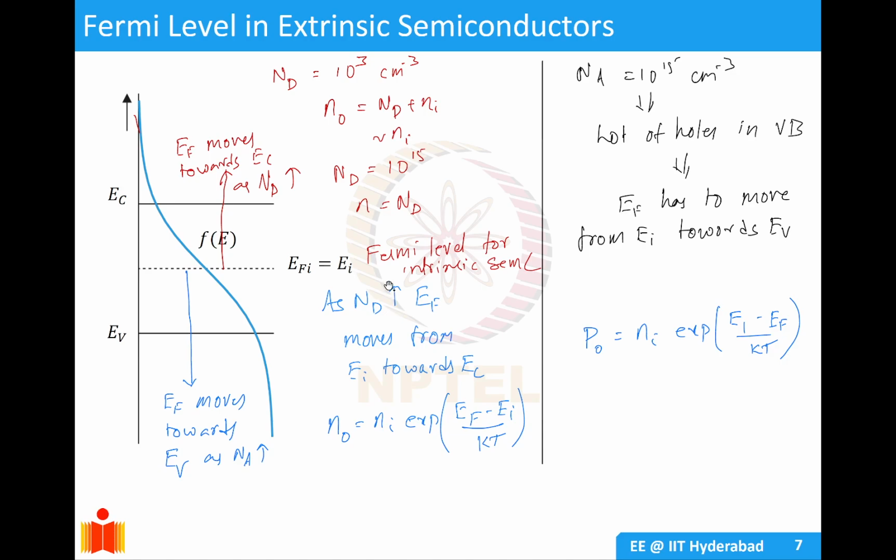As you increase Nd, the Fermi level moves from Ei closer to EC. And as you increase Na, that is, make the material more and more p-type, the Fermi level becomes closer to EV. So for higher Nd, the Fermi level becomes closer to EC, and for higher Na, the Fermi level becomes closer to EV.